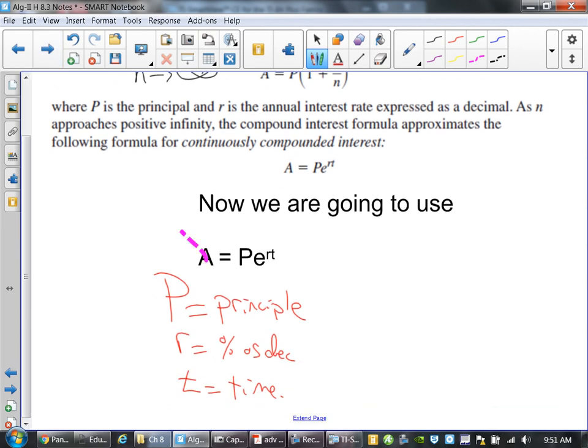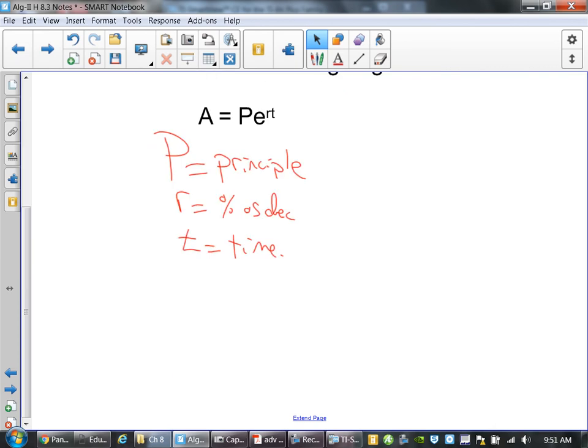So this is where the PERT comes in. It's not because you have dandruff. PERT. It's P, E to the R, T. Where P is your principal, the initial amount again. E is the button. R is your rate, again, your percentage as a decimal. T stands for time.